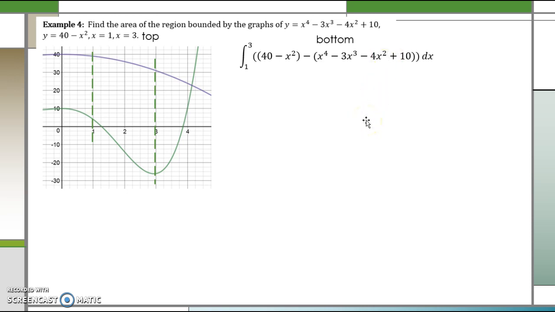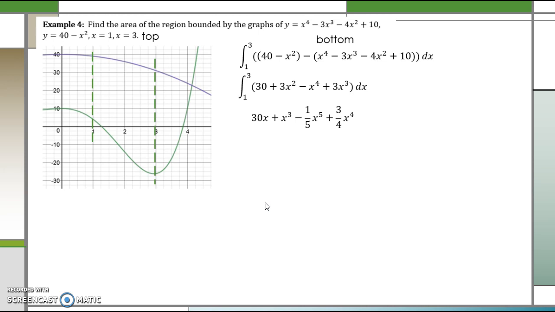When I subtract the two equations from one another, I end up obtaining 30 plus 3x squared minus x to the fourth plus 3x cubed. At this point, we can find the antiderivative so that we can evaluate from 1 to 3. The antiderivative gives us 30x plus x cubed minus 1/5 x to the fifth plus 3/4 x to the fourth. And now we can evaluate.